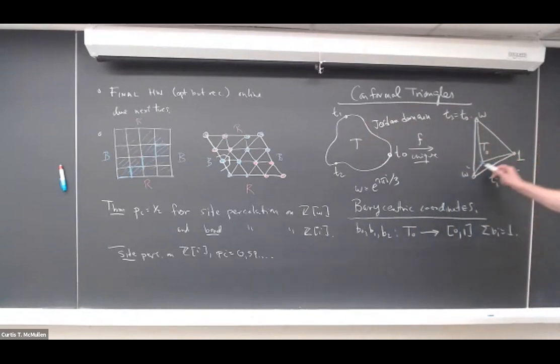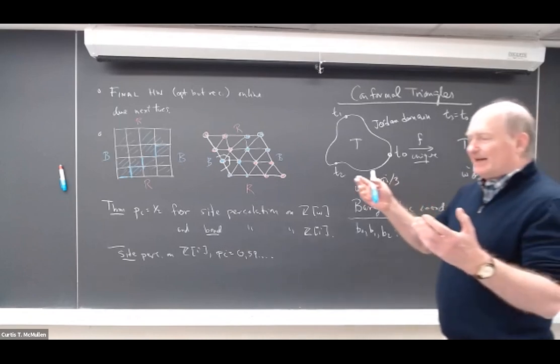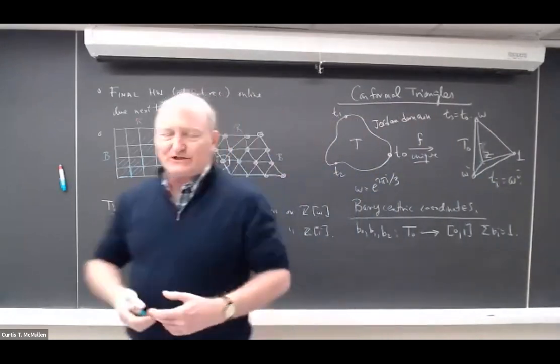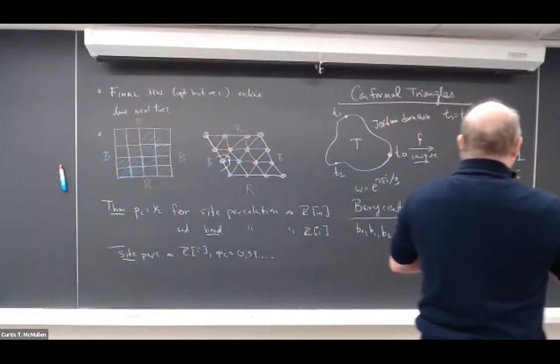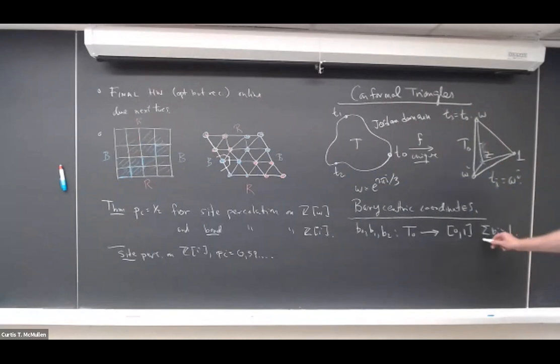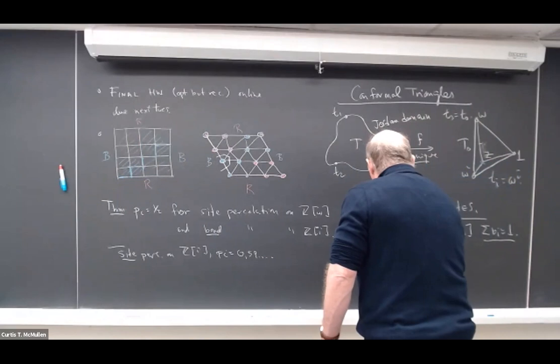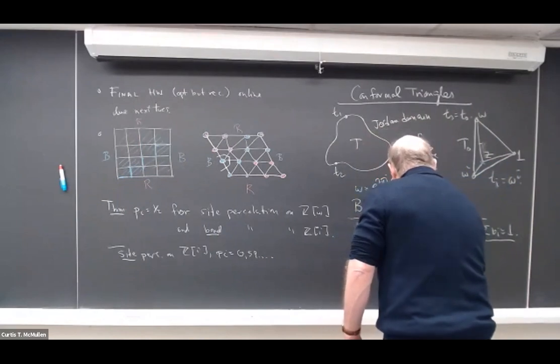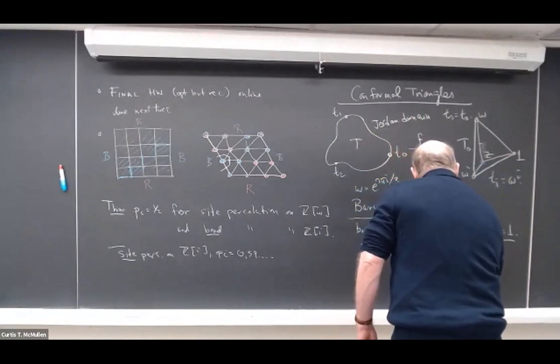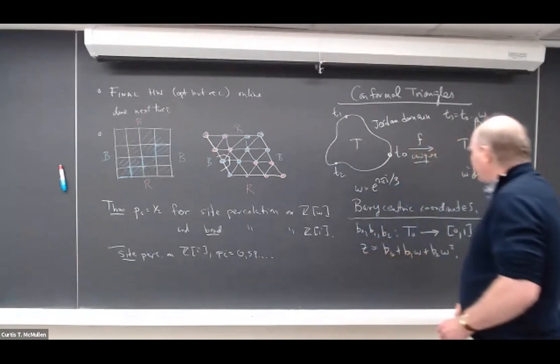They give the relative weights you have to put on these points to describe a given point Z inside of T naught. So, in a convex set, every point is a linear combination of the extreme points. For a triangle, that convex linear combination is unique, subject to this constraint. So there's a unique way to write Z as B0 plus B1 omega plus B2 omega squared.